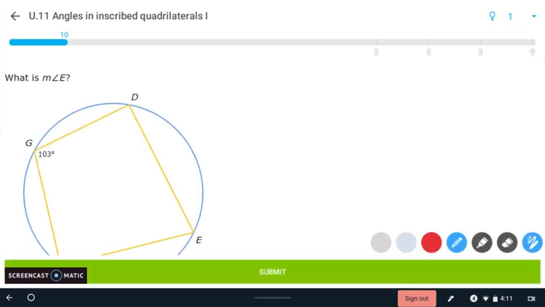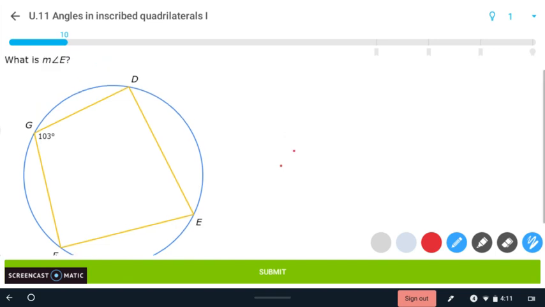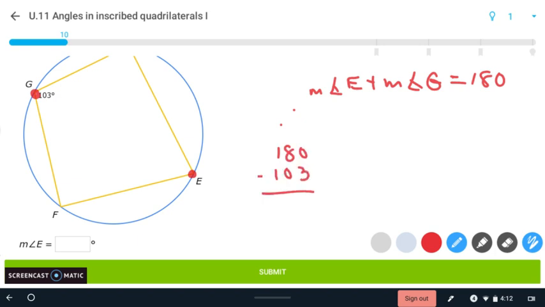Okay, so here is another similar one. First up, I would identify the opposite angles. We want to find the measure of angle E. Across from angle E is angle G. So if you add those together, the measure of angle E plus the measure of angle G equals 180 degrees. I'm going to use a shortcut and just do 180 minus 103 to calculate the measure of angle E. So 180 minus 100 is 80, 80 minus 3 is 77.